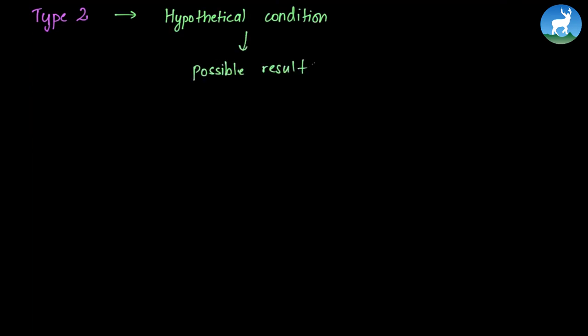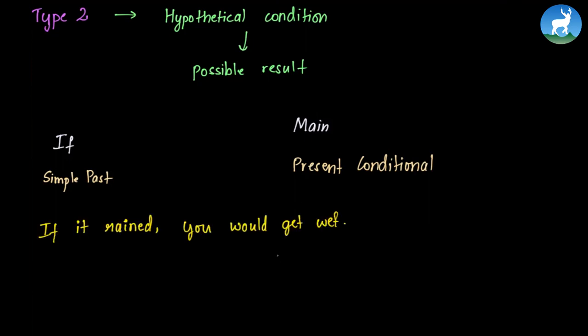Next we have type 2 conditional sentence. For type 2, we have a hypothetical condition and its possible result. Now for tense, the if and main clause: in this case, it must be simple past in case of the if clause, and for the main clause, we have present conditional. For example, if it rained, you would get wet. Here, if it rained is in simple past. You would get wet is in present conditional.